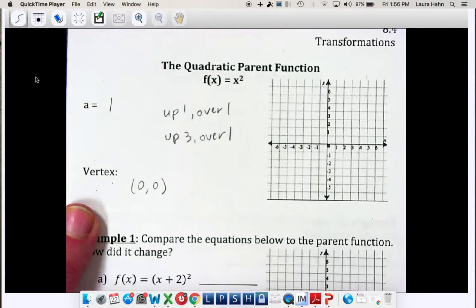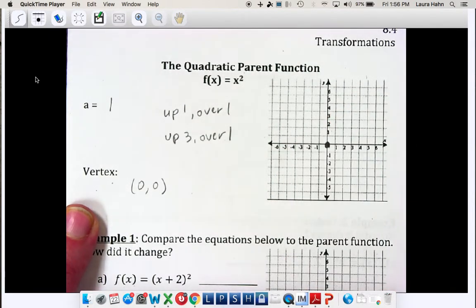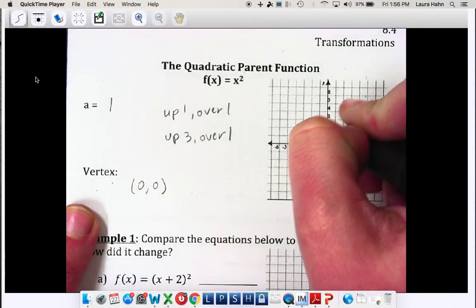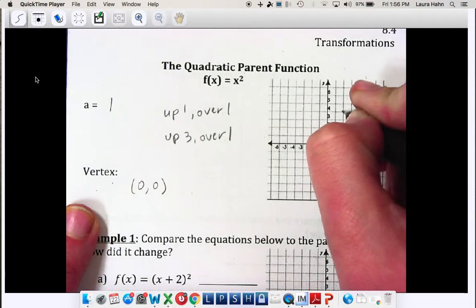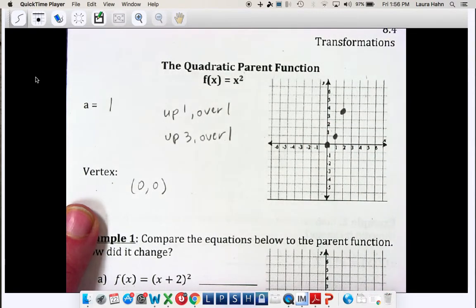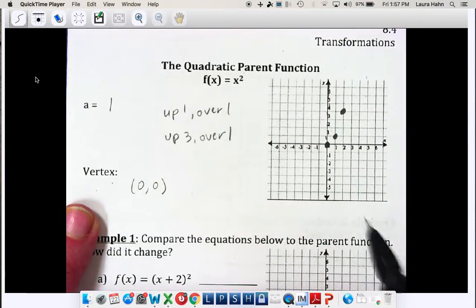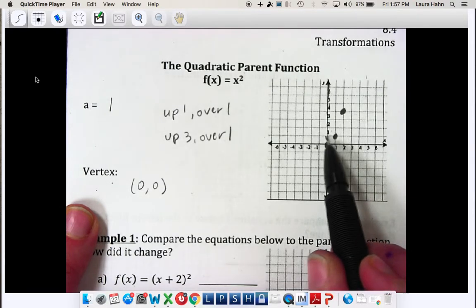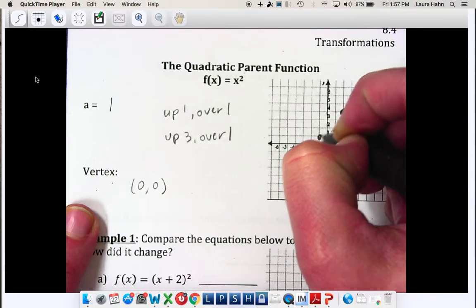So let's go ahead and graph it. My origin is my vertex. And from that vertex, I'm going to go up 1 over 1. And then from there, I'm going to go up 3 over 1. Well, we know that a parabola has an axis of symmetry that goes through the vertex. So I'm going to mirror my points across my axis of symmetry to get my full parabola.